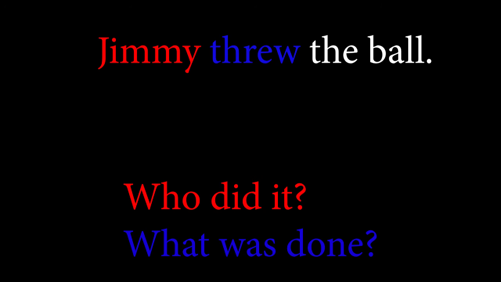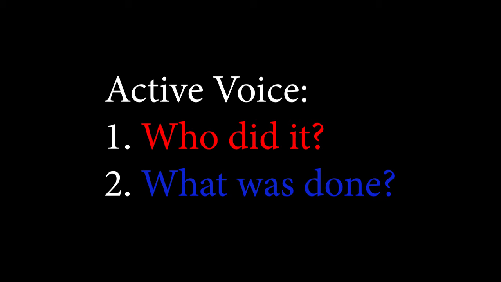So if we had a very simple sentence like Jimmy threw the basketball, here we have Jimmy in red because he's the person doing something, threw in blue because that's what he's doing in this sentence, and then the basketball is just the rest of the sentence. Okay, so this is active voice. We have the person doing something and then what they did.